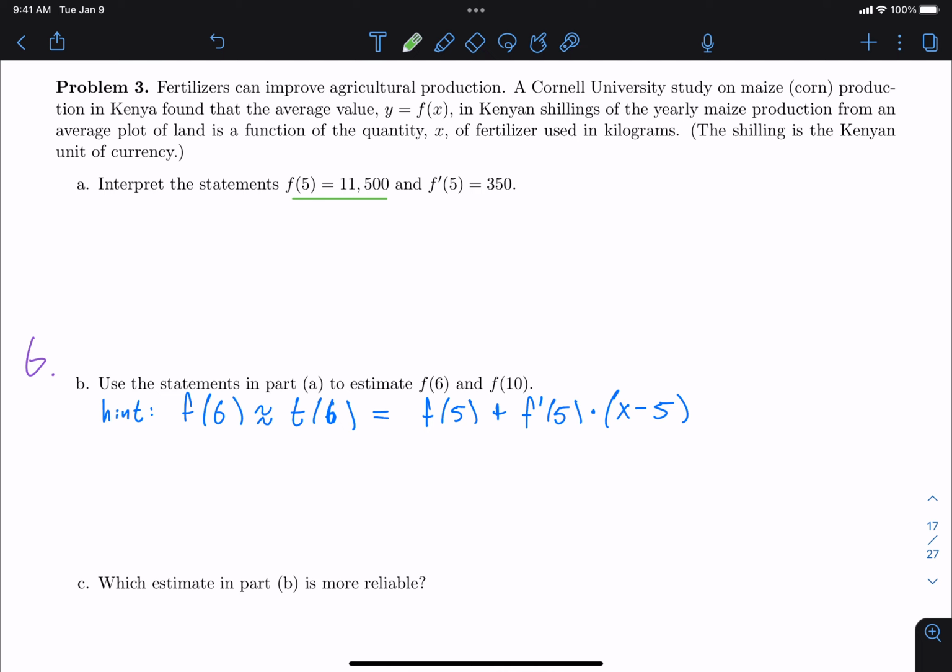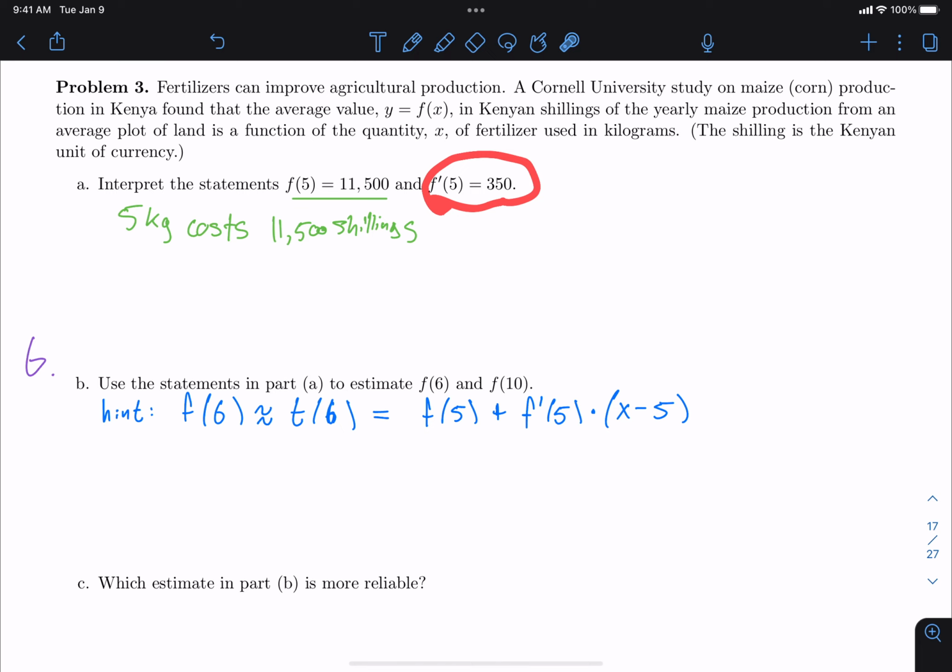Yeah. That means that for 5 kilograms of fertilizer, they get 11,500 kg. Yeah. 5 kilograms costs 11,500 shillings. Okay, good. And how about f prime of 5 equals 350? Who thinks that one was harder to understand? Yeah, it's trickier, right? But what does the derivative represent?